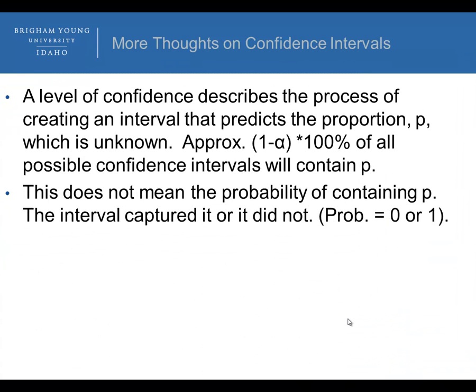One is that the level of confidence describes the process of creating an interval that predicts the proportion, which is unknown. So approximately (1 minus alpha) times 100% of all possible confidence intervals will contain p, which means that if we were to do a gazillion 95% confidence intervals, approximately 95% of those confidence intervals will contain the true proportion, or p. This does not mean that the probability of containing p is 95%. The interval either captured it or it did not, so the probability is either 0 or 1.